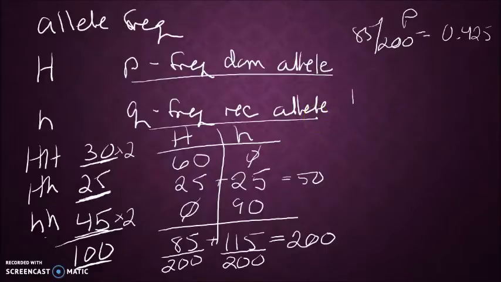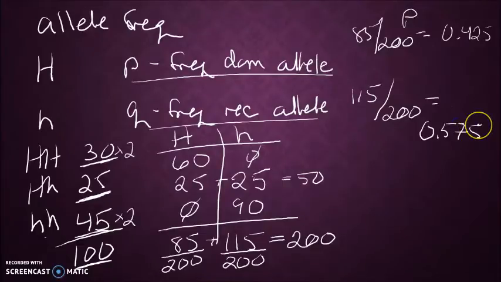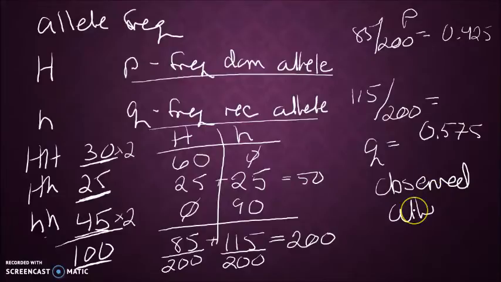Q, I'm going to take 115 and divide that by 200, and that's going to equal 0.5575. Again, that's q, the frequency of the recessive allele. So far, we've determined our observed genotype frequency, and now we just discovered our observed allele frequency. Observed allele frequency, so again, this is what we do have in our living population.